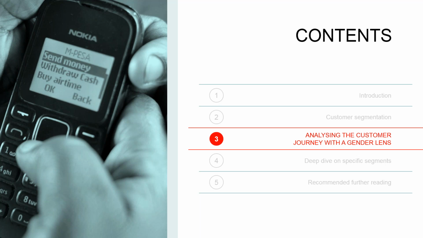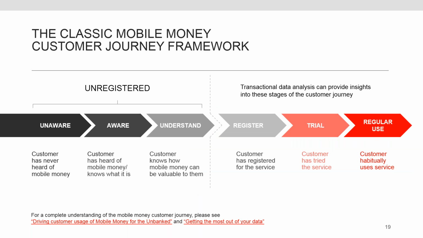So having covered demographics, I'll now get a little bit more into segmentation based on usage patterns and behavior and the customer journey framework that we recommend. So at a top level, the customer journey aims to represent the process that a potential subscriber goes through from the point of initial awareness of mobile money as a concept, through to registration, through to trialing the product, through to more regular usage, and potentially even much heavier usage further down the line.